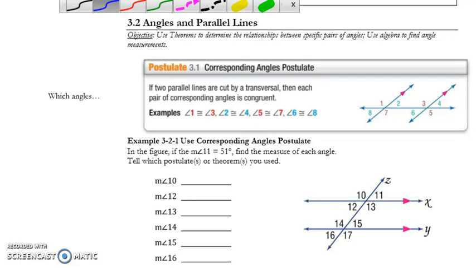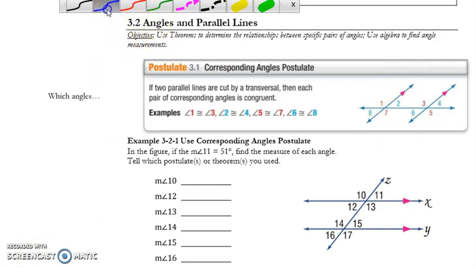All right, so in lesson 3.2, we're going to look at kind of the same naming part, but what happens when it's parallel lines that are cut by a transversal? Well, that creates the corresponding angles postulate. So two parallel lines cut by a transversal, then all the pairs of corresponding angles are congruent. So kind of those relationships that we see.